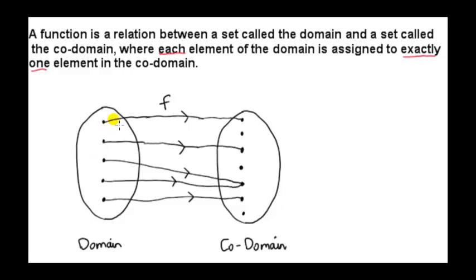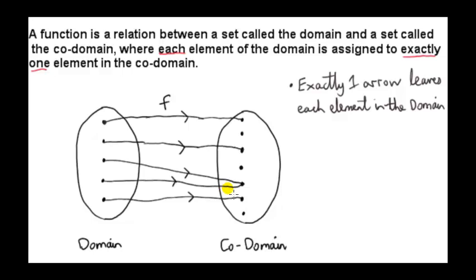And each element is assigned to exactly one element in the codomain. So that means that we can't have 2 arrows leaving an element. So for example, if we take this element in the codomain, we can't have this situation. Okay, so this element must be assigned to exactly one element. And if this is the case in this picture here, well, we have this element assigned to 2 elements, and that's not allowed for a function. So we get rid of that. So we could sum up our definition of a function this way. Exactly one arrow leaves each element in the domain.